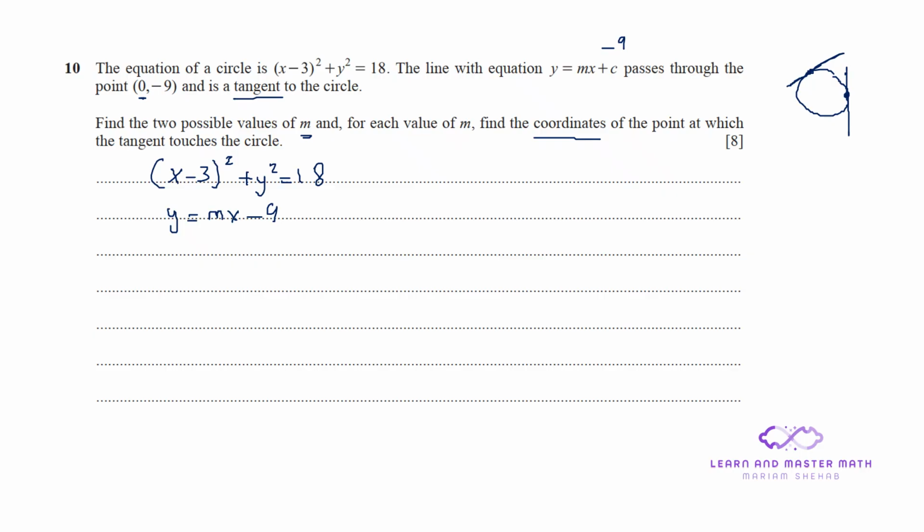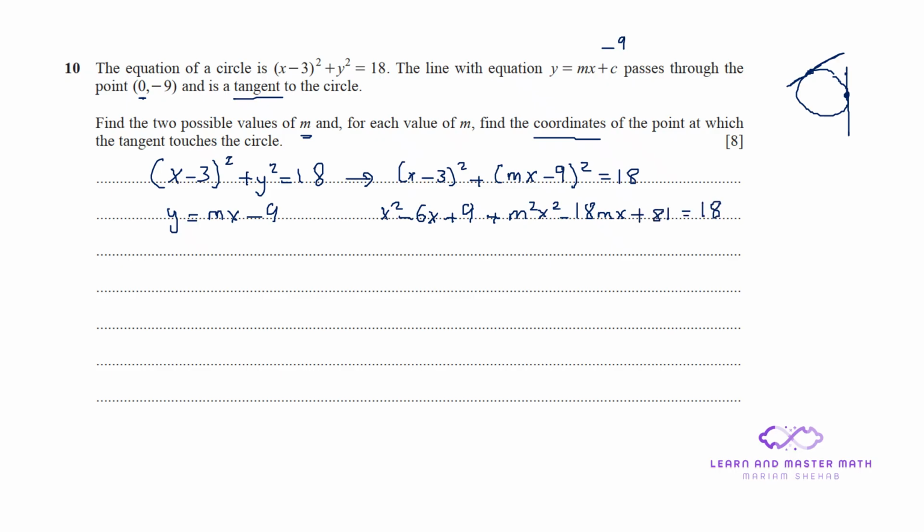I'm going to substitute the y in the equation of the circle, so we will result with (x minus 3) squared plus (mx minus 9) squared equals 18. We need to start expanding this: x squared minus 6x plus 9, and for (mx minus 9) squared, this is m squared x squared minus double 9m, which is 18mx, plus 81 equals 18.